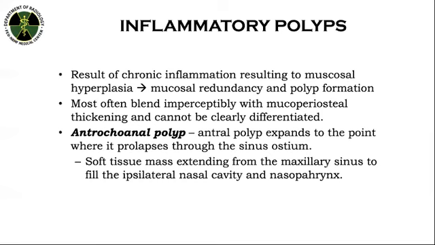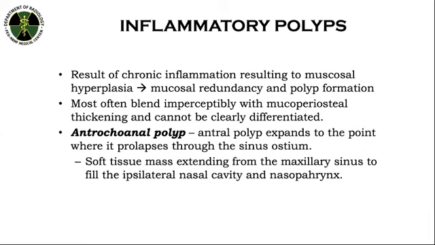For the inflammatory polyps, it is a result of chronic inflammation resulting to mucosal hyperplasia and then mucosal redundancy and eventually polyp formation. It most often blends imperceptibly with mucoperiosteal thickening and cannot be clearly delineated. So remember that your mucoperiosteal thickening is a feature or finding in your chronic sinusitis. And sometimes the inflammatory polyps cannot be clearly differentiated from mucoperiosteal thickening.